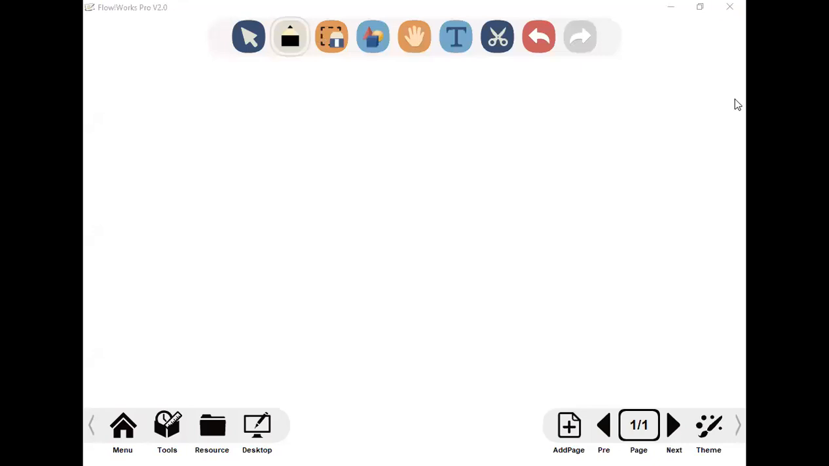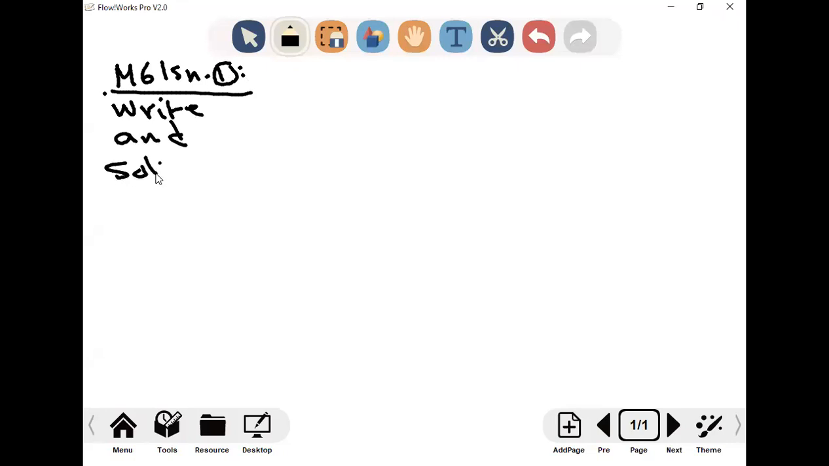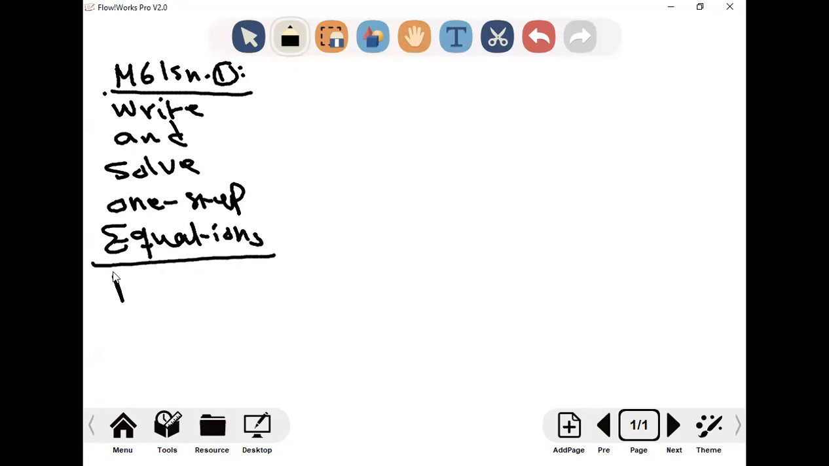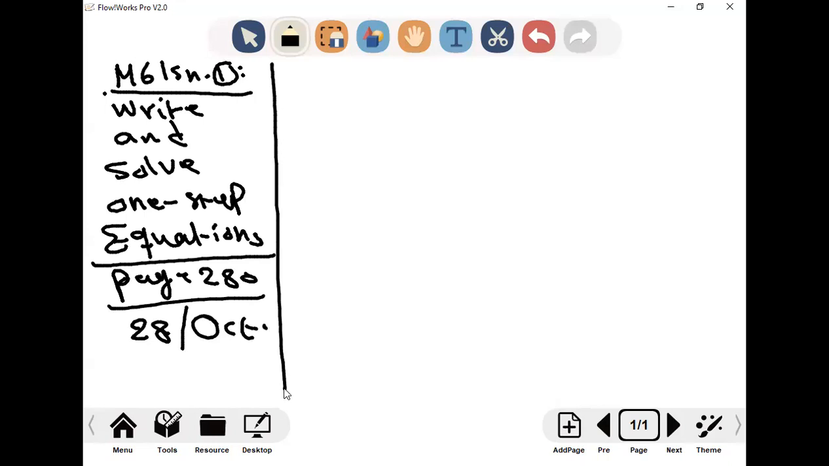Okay, let's continue with our lesson, module 6, lesson 1: Write and solve one-step equations. We are on page 280, and today is the 28th of October. I'll go directly to example 1.